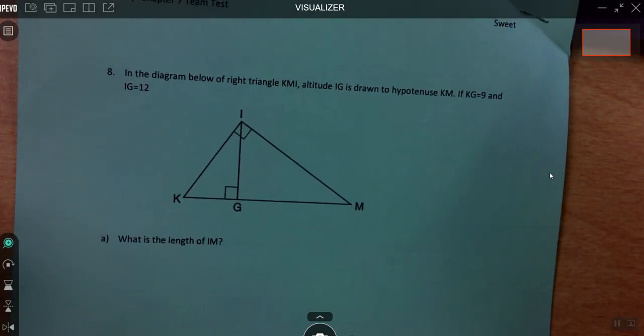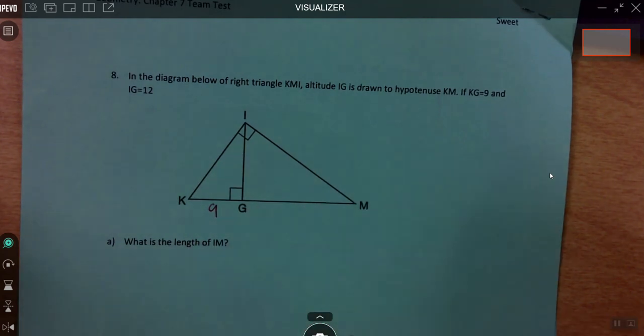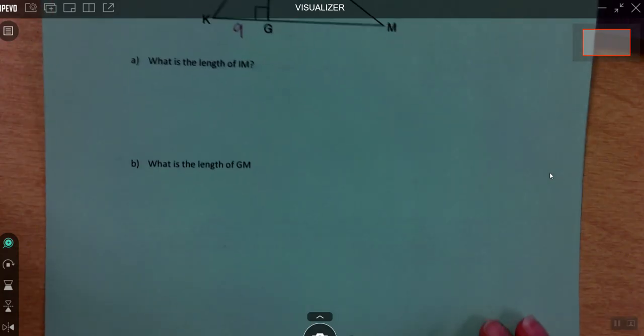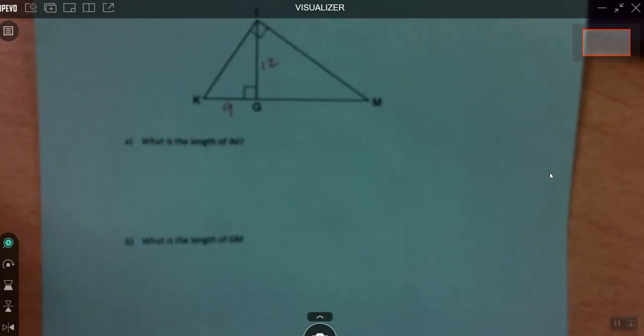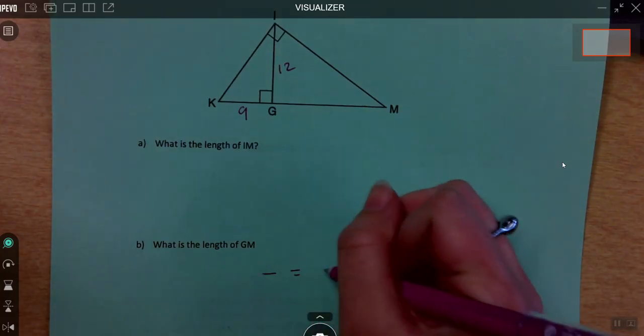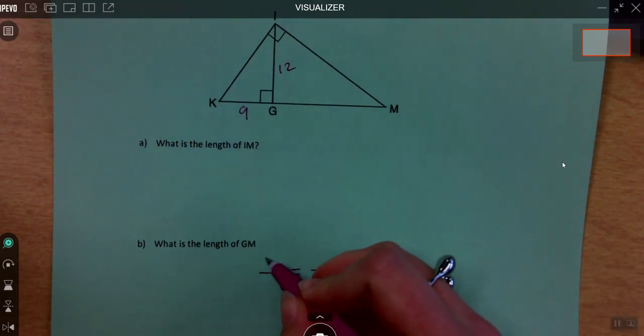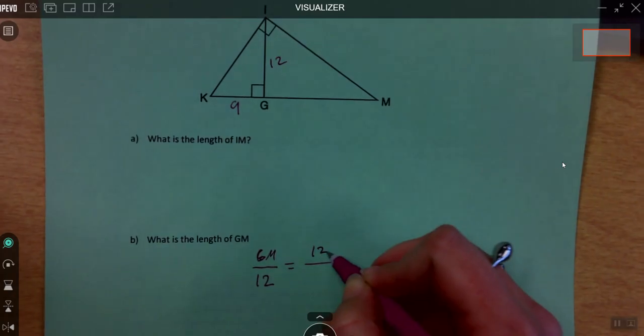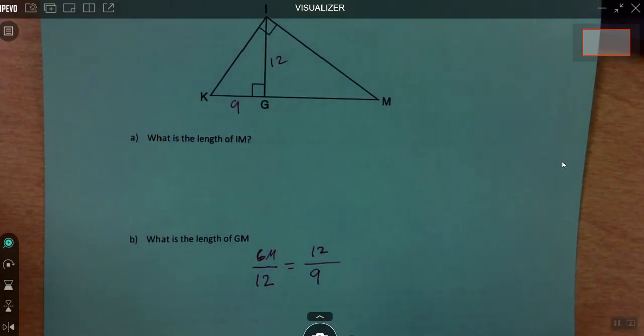Okay, let's label it. KG is 9. IG is 12. So how did we get GM? Same thing as on the other page, except it's a little bit mixed around. We're talking about corollary 1 right now, about the altitude and the 2 lengths of the hypotenuse. So what was our proportion? Yep, x over 12, 12 over 9. Does anyone have any questions about how we got that?